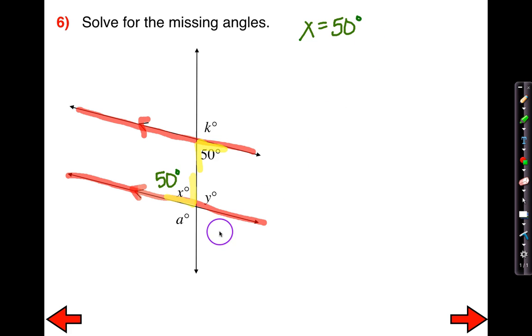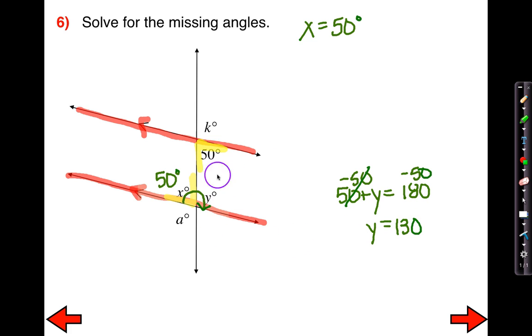Okay, so now that I know that, I can figure out angle Y. These are supplementary, X and Y, so these should add up to 180 degrees. So I'm going to go ahead and set it up as 50 plus Y equals 180 degrees. If we subtract 50 from both sides, we end up with Y equals 130 degrees. So now I know Y is 130 degrees.